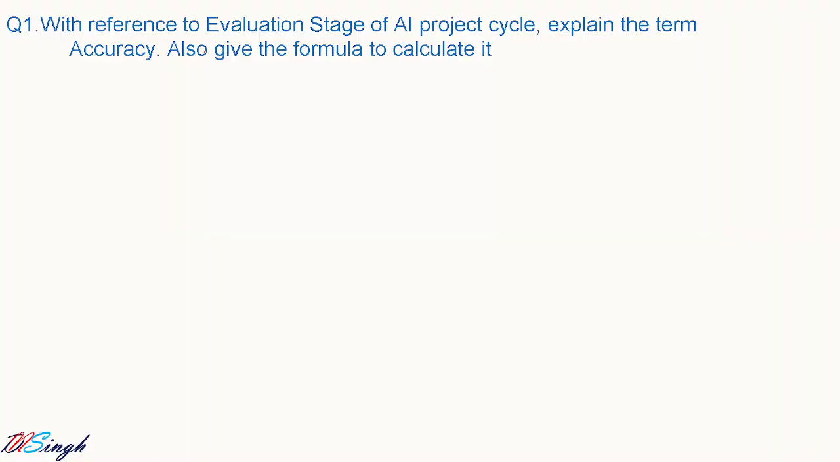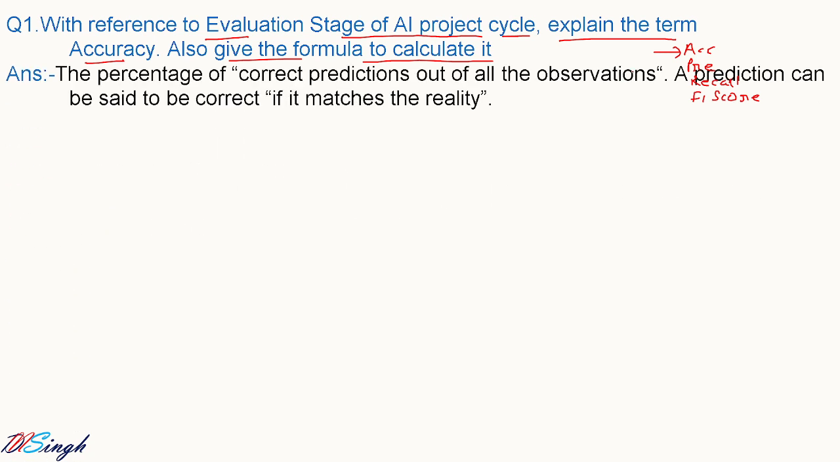With reference to the evaluation stage of the AI project cycle, explain the term accuracy and also give the formula to calculate it. It is asking about an evaluation parameter, that is accuracy. There are four evaluation parameters, as you all know. First one is accuracy, then precision, then recall, and then F1 score. F1 score is a balance between precision and recall. So let us see first the accuracy. What is the definition and what is the formula to calculate it?